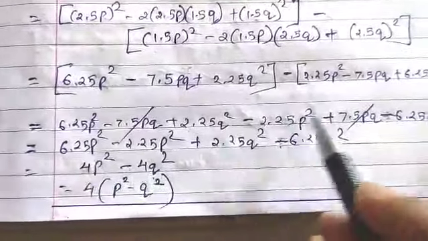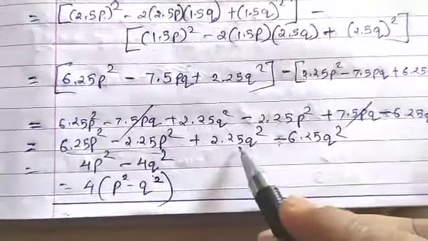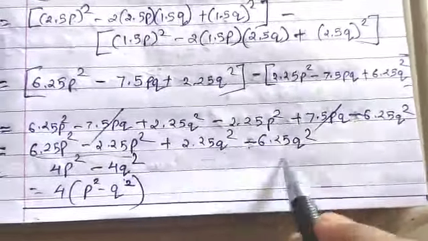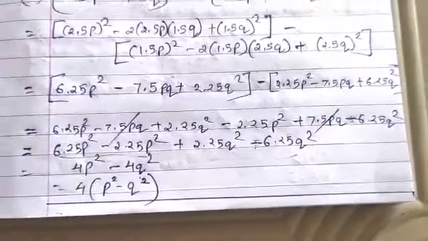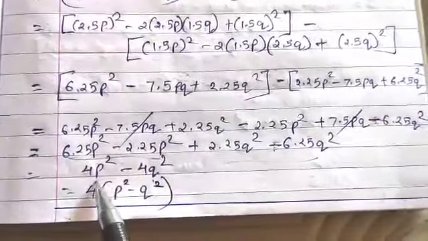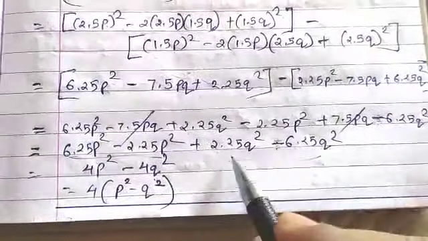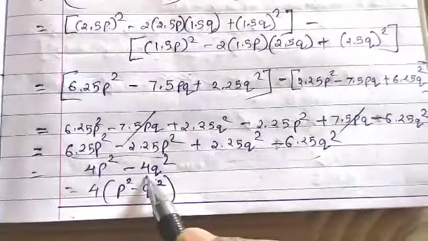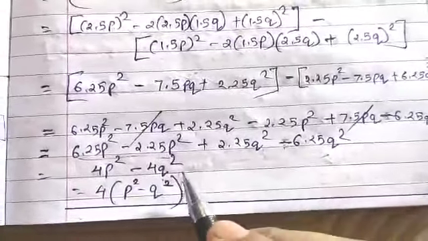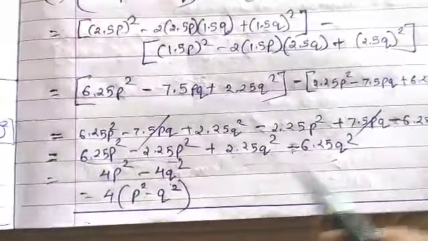Then 6.25p² and minus 2.25p², you have to add the common variable, then 2.25q² minus 6.25q² common variable. Now subtract it here. So 6.25 minus 2.25p² gives 4p², and 2.25q² minus 6.25q² gives negative 4q², because the negative value is greater than the positive. So here you can take out 4 as a common factor, so inside the bracket will remain p² − q².